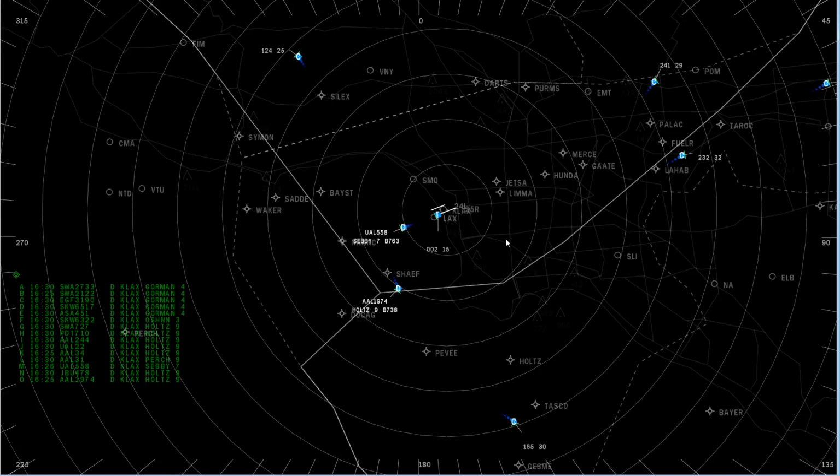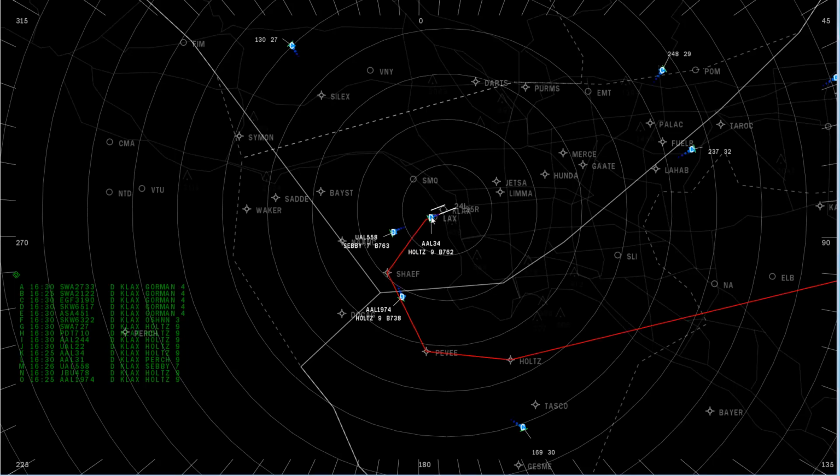United 558, proceed direct Seal Beach, resume the departure. Proceed direct Seal Beach, resume the departure United 558. Departure. American 34 with information Alpha at 900s climbing to 5000s. American 34, radar contact.